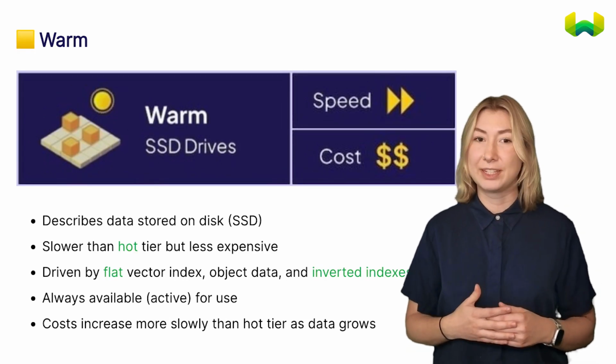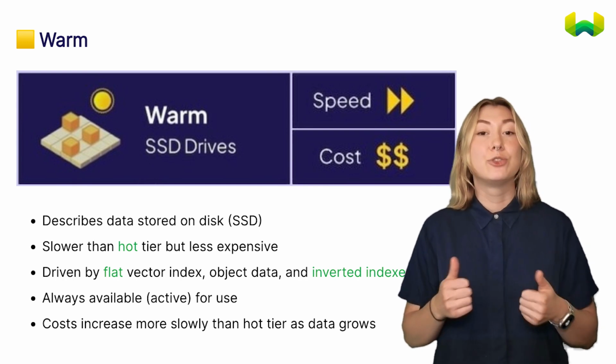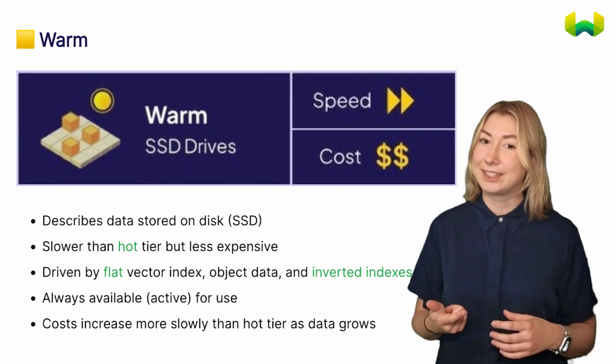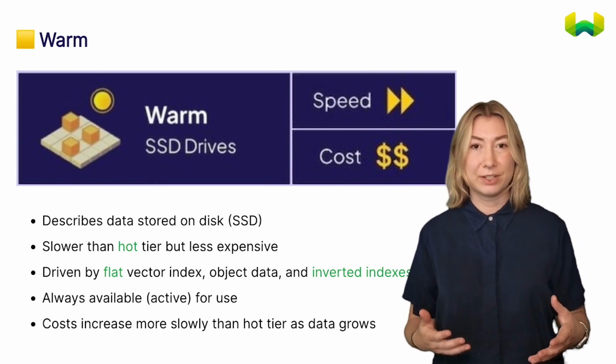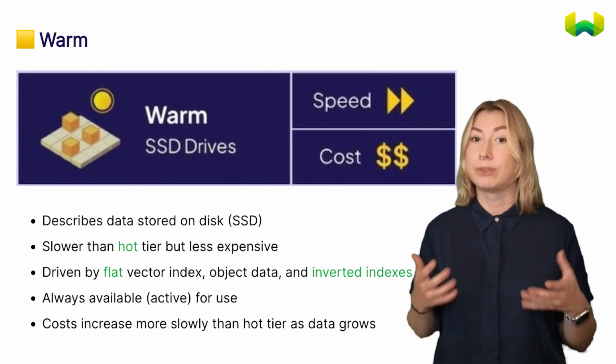Warm storage stores the data on disk, making it slower than hot storage but less expensive. It's driven by the flat index for vector search, object data, and inverted indexes. It's also always available for users, but has significantly less memory usage than hot storage, so it's much cheaper resource-wise.